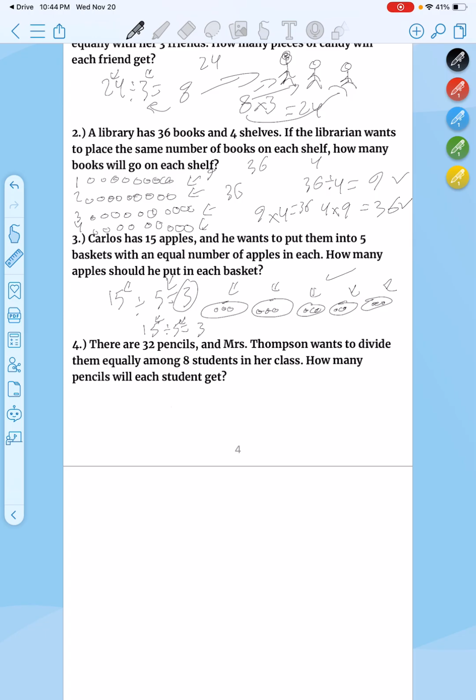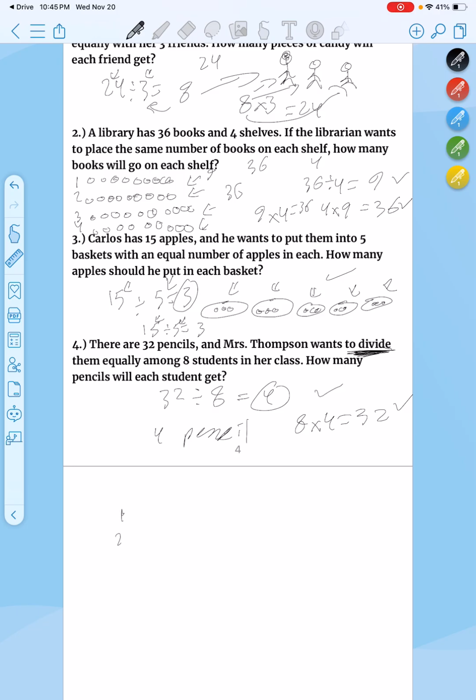There's 32 pencils, and Mrs. Thomas wants to divide them equally among 8 students. So 32, and she wants to divide them equally. The answer will be 4. So each student gets 4 pencils. And we could double check our work again by doing 8 times 4, which would be 32. So we know that the answer is right.